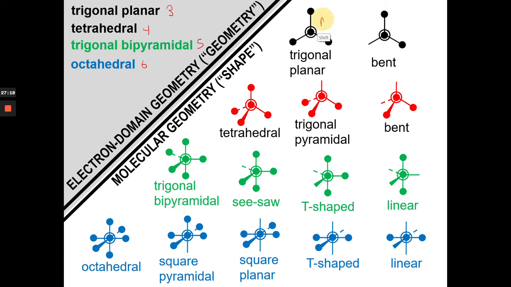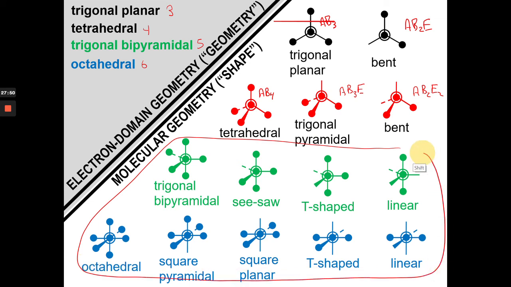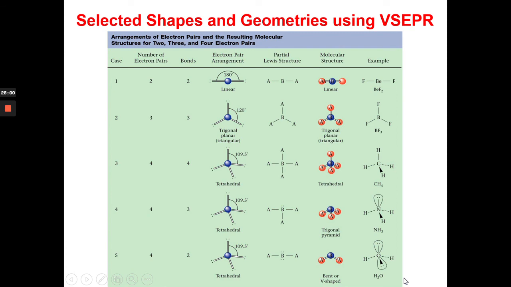So if you have an AB3, 3 domains, or an AB2E, 3 domains, you either get trigonal planar or bent. For the tetrahedral geometry, you could have tetrahedral if it's an AB4. If you have 4 domains where 3 of them are bonding and 1 is non-bonding, it's trigonal pyramidal. If you have 2 bonding and 2 non-bonding, it is bent. And again, I am not asking any of these shapes in my class down here. We do that in AP Chem, not in our first year class. They're summarized for you here again, if you want to look at that as a reference, okay?